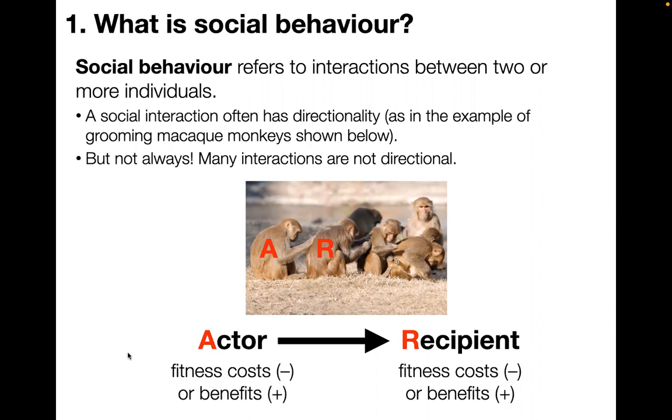And as evolutionary biologists, we often want to think about what are the fitness costs and benefits of a given social interaction. So both the actor and the recipient could have costs and benefits as a result of that interaction or that relationship.